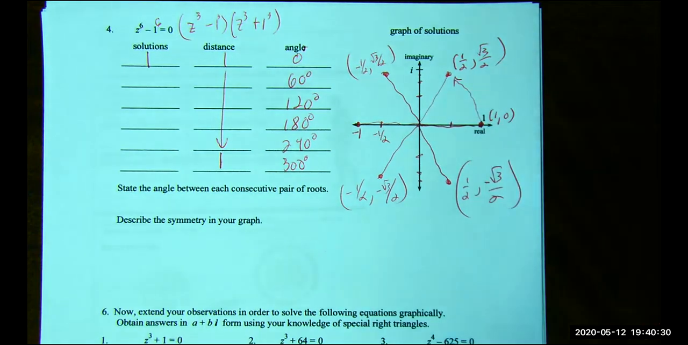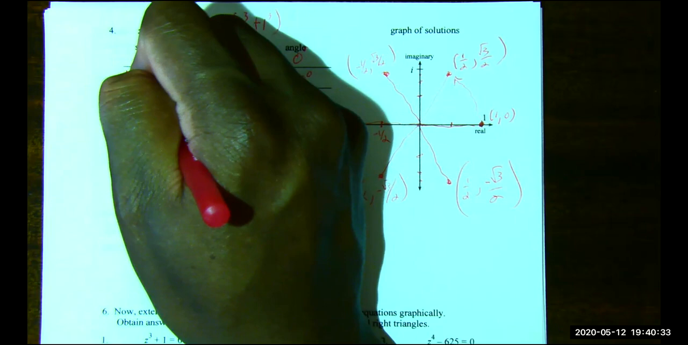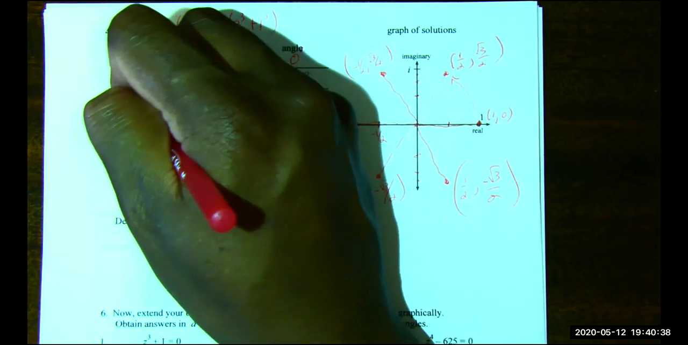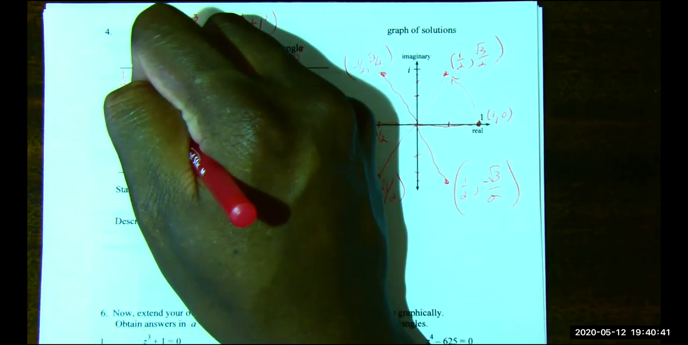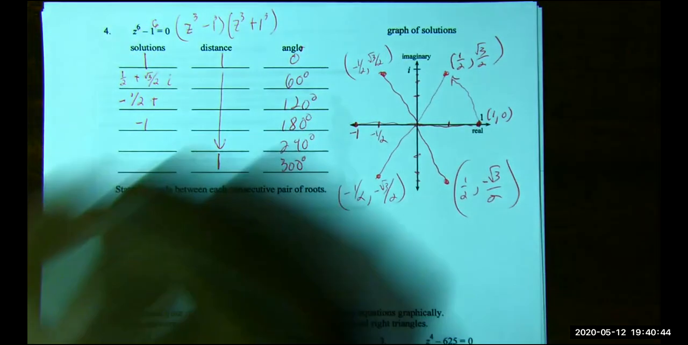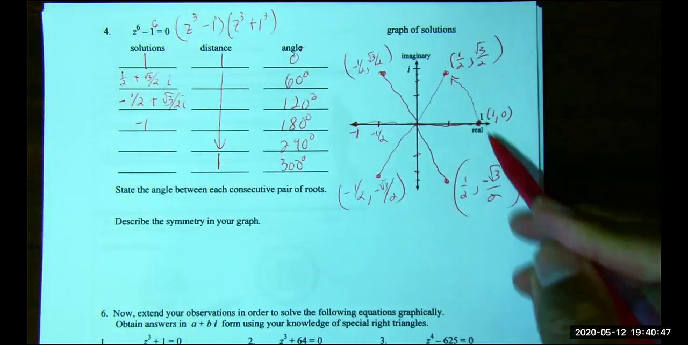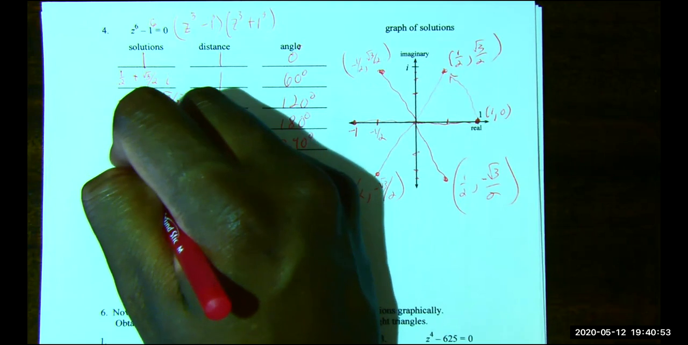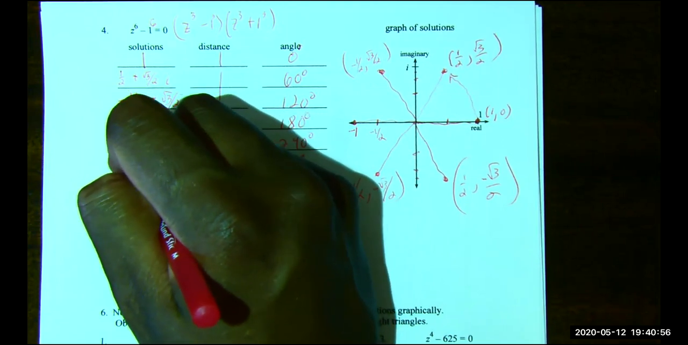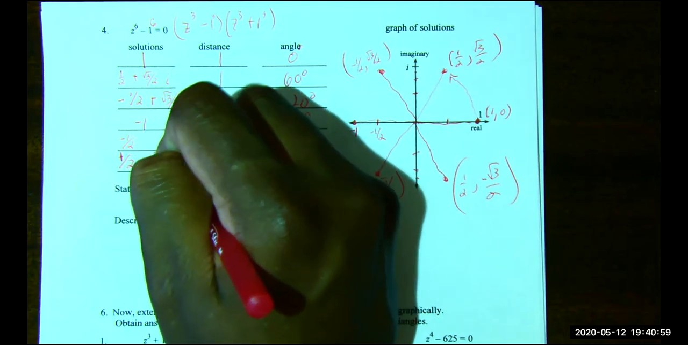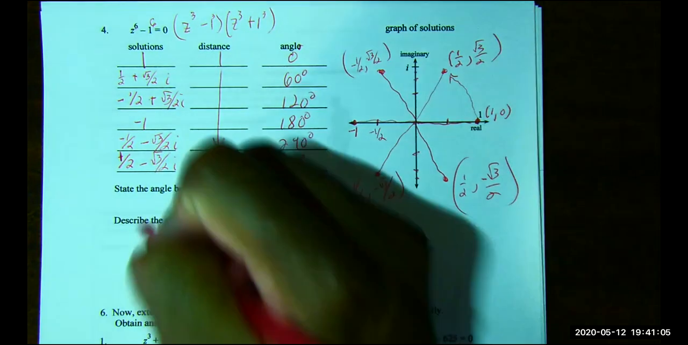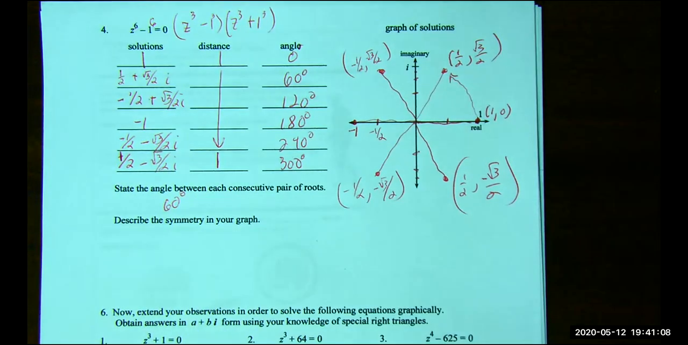Going clockwise. So we have 1/2 plus, again, please fast forward these videos if you need. I'm going through all the tedious details. Yep. Square root 3 over 2i, and I'm going counterclockwise in the order in which I have them. Negative 1/2. Okay, 60 degrees between each. Symmetric over the x-axis, y-axis, and origin.